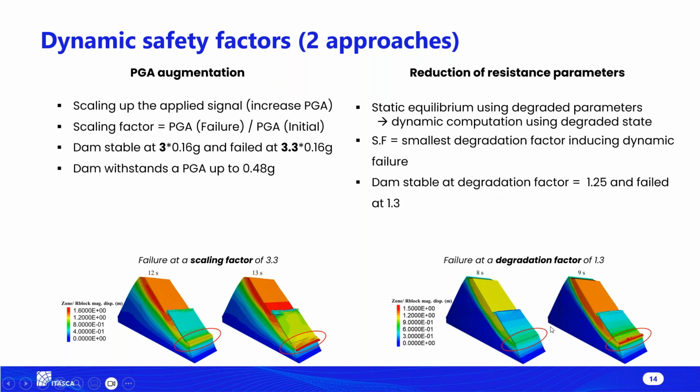I'm showing you here also the failure mechanism at a degradation factor of 1.3. The same mechanism as before is seen, so sliding at the downstream part and dismantling of the bottom part of the pitching. So the conclusion of this approach is that the dynamic safety factor defined here is between 1.25 and 1.3.